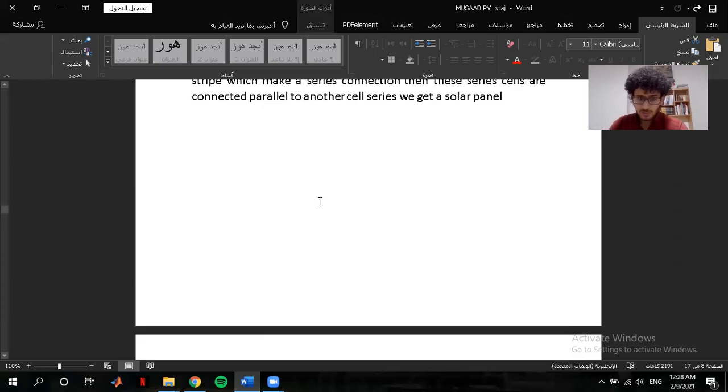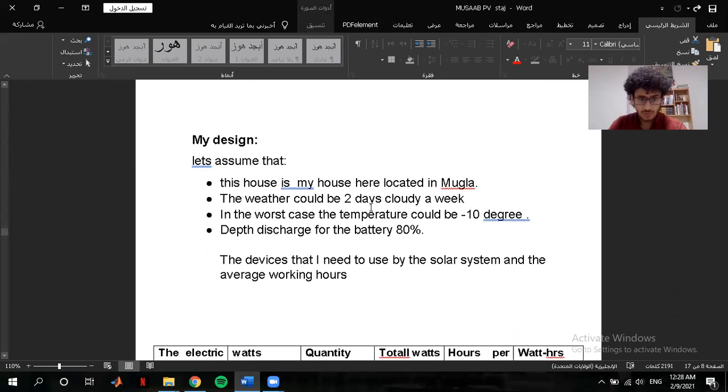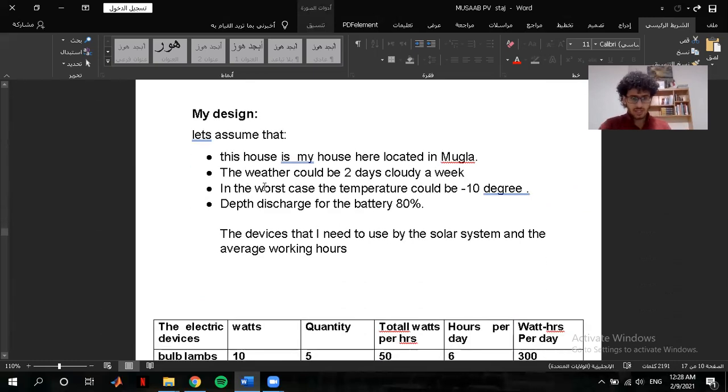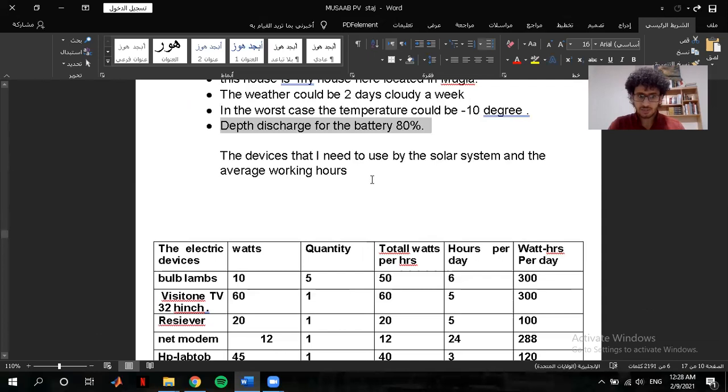The structure of a solar panel has 6 parts. Let's move to my design. I designed a PV system for my house, which is located in Mula. The weather could be cloudy or rainy for 2 days, as you know, Mula. In the worst cases, the temperature could be minus 10 degrees. The depth of discharge of the battery is 80.